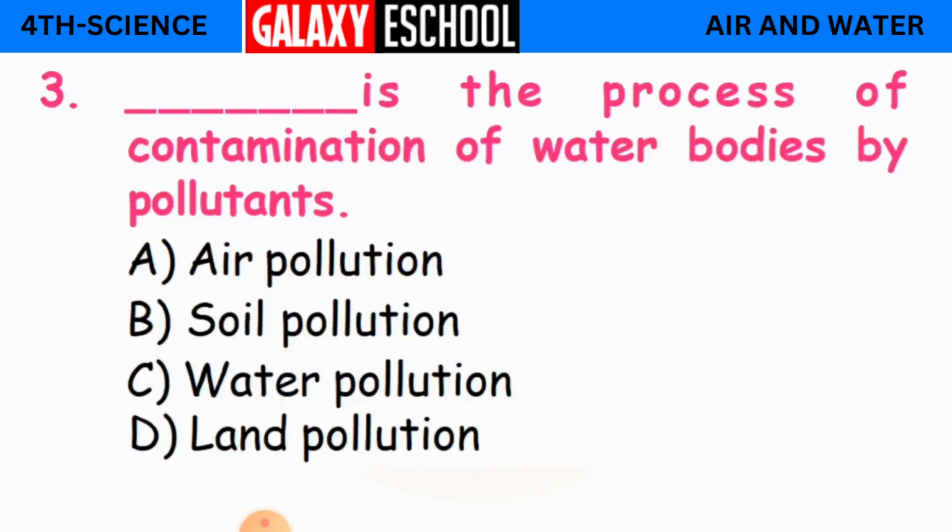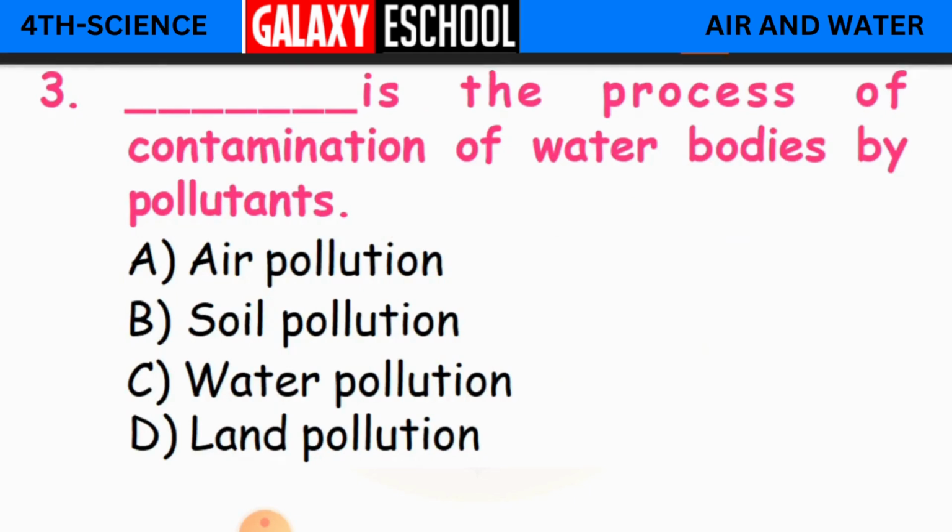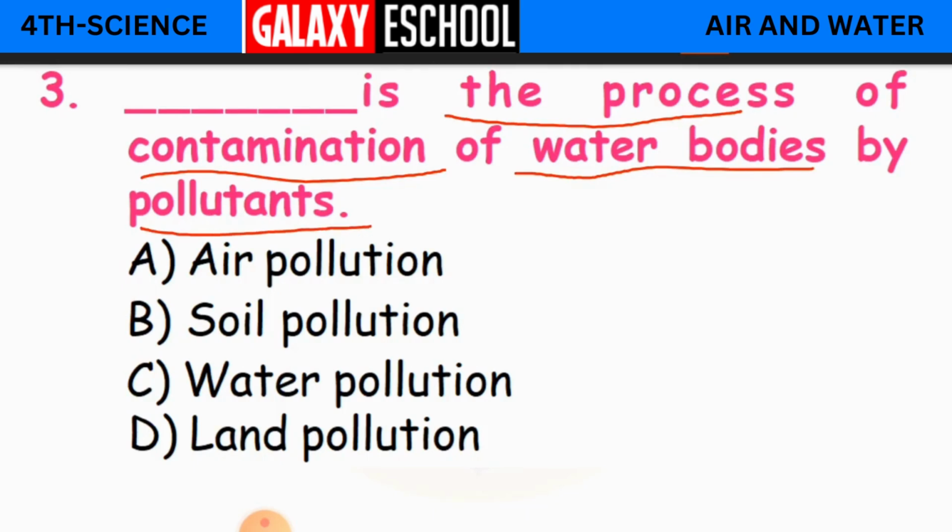Clear? Third one is dash is the process of contamination of water bodies by pollutants. See, contamination is getting polluted. Okay, getting polluted where all the waste and all that which is not good. And which is the process of contamination of water bodies by pollutants? Pollutants in the sense which are responsible for the pollution. And we are talking about the water bodies here.